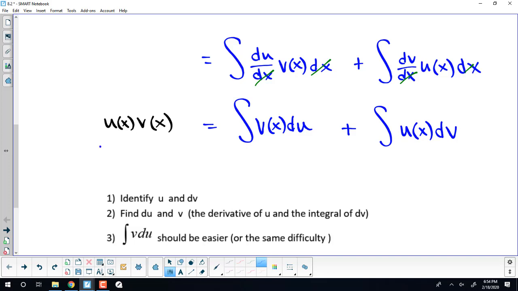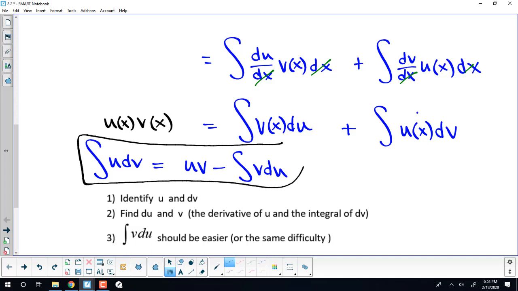So we're just going to rearrange our equation and say that the integral of u of x dv, that's this integral here, we're solving for that, is uv, u of x, v of x, minus the integral of v of x du. So uv minus the integral of v du.